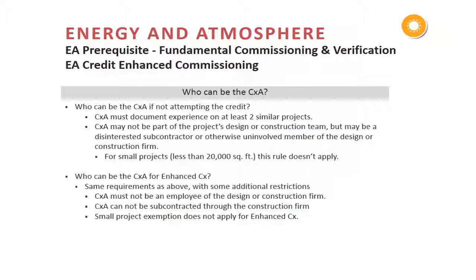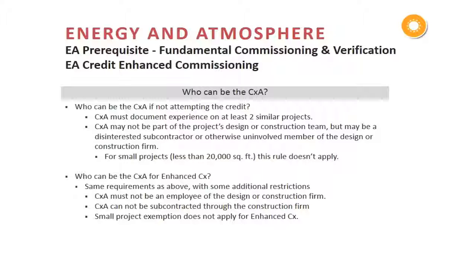Additionally, the commissioning authority cannot be the designer or the contractor on a project. However, at the prerequisite level, they may be a member of the same company, but they can't be directly involved. Now, there is a caveat here for the very small projects, defined here as those less than 20,000 square feet, where the designers or contractors actually can play the role of the commissioning authority.